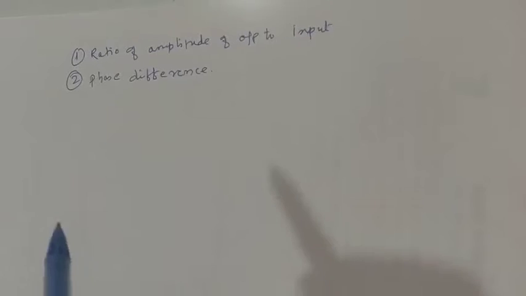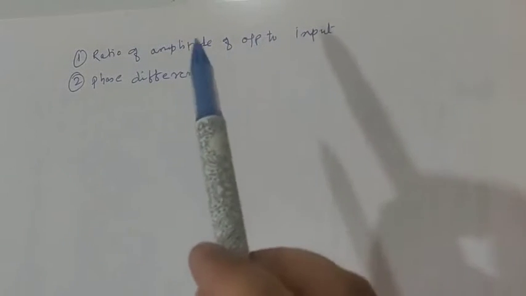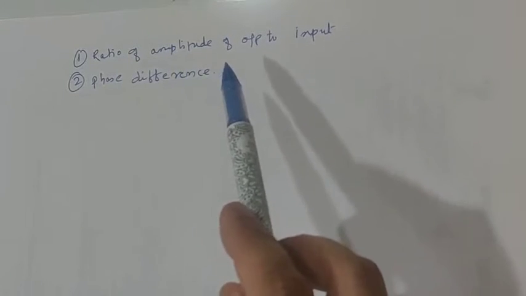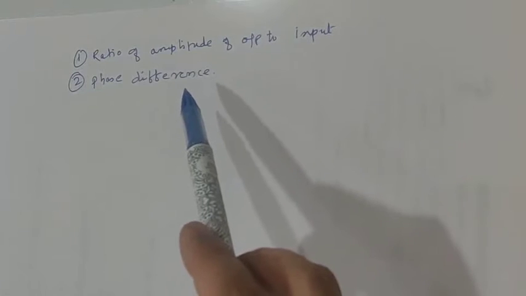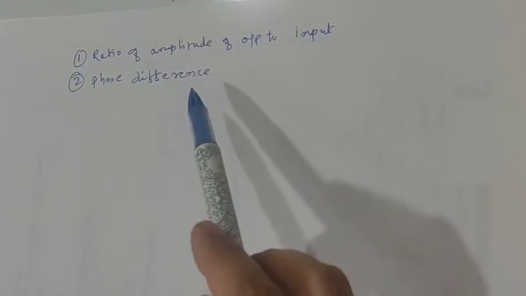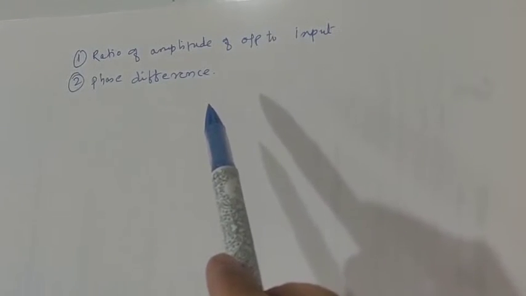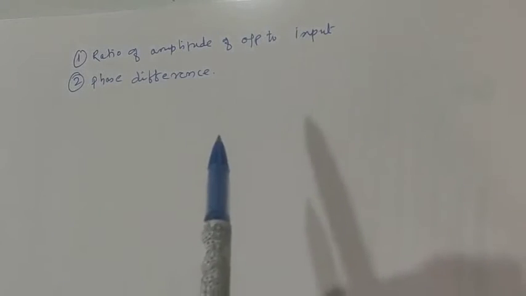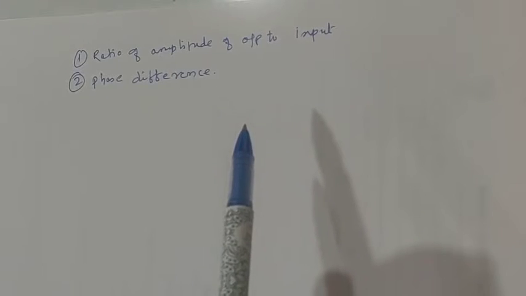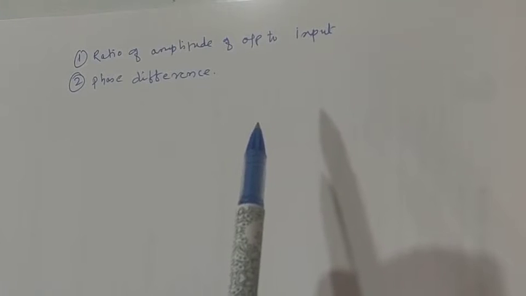So whether wave shaping has occurred or not can be measured by these two parameters. One is the ratio of amplitude of output to input, and the second is the phase difference between the input and the output waveform, so that we can find whether the wave shape has changed or not. Now remember this, such circuits find application in many areas such as TV receivers, communication networks, radio transistor receivers, and of course coupling networks also.